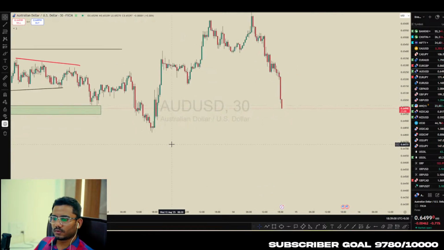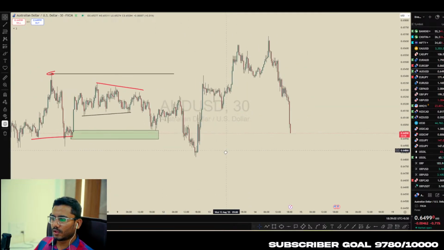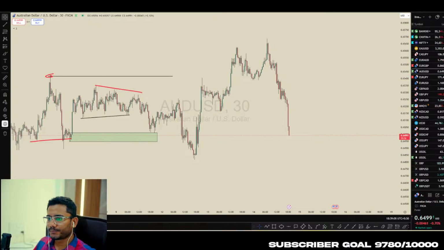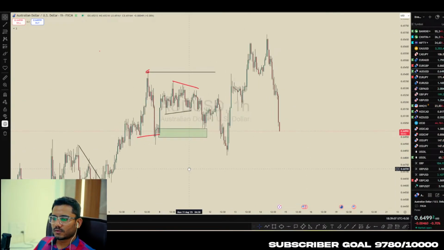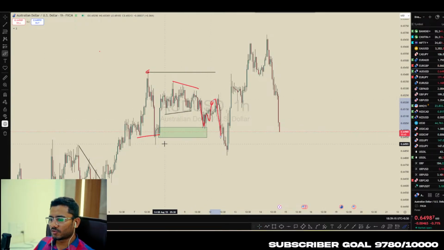So there's on AUD. So in the previous live, I marked this order block. Price came, gave us a reaction again. Price broke the structure, creating this inducement.